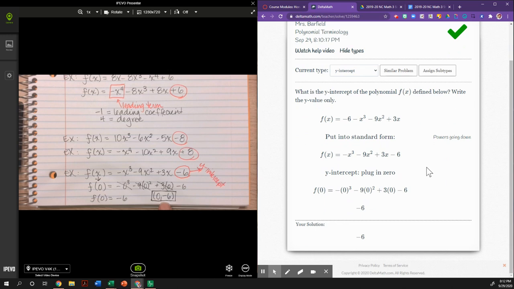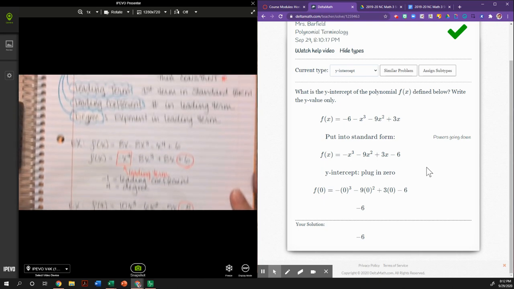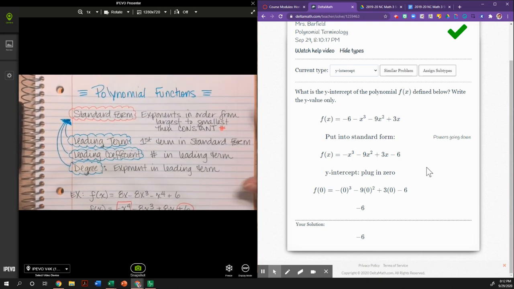I'm going to come back in the next video to go over the next sections of your Delta Math assignment. But the big part from here today is these vocabulary terms and identifying those features within an example. Good luck.